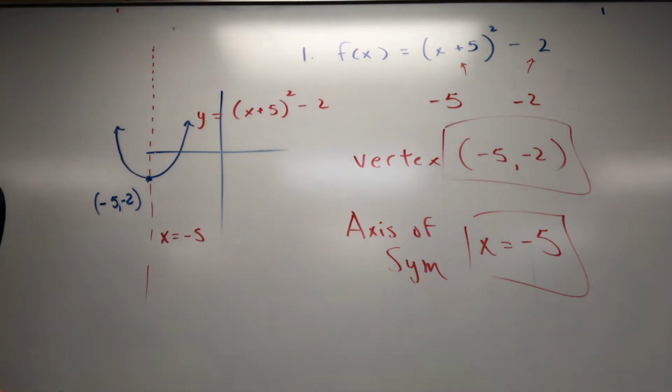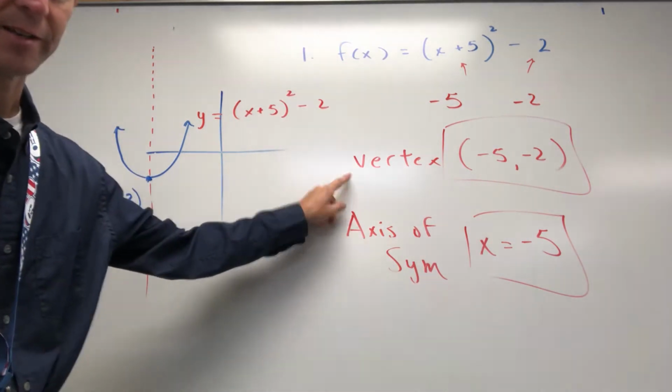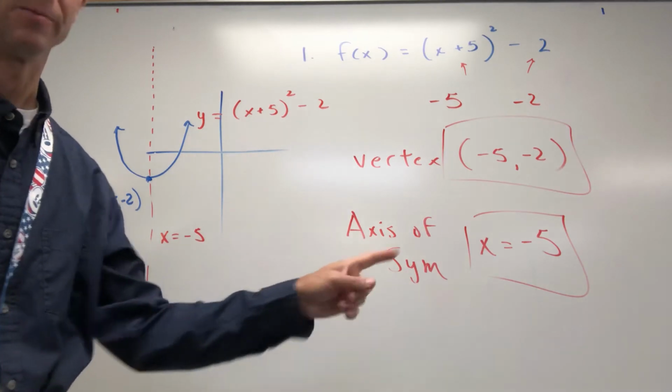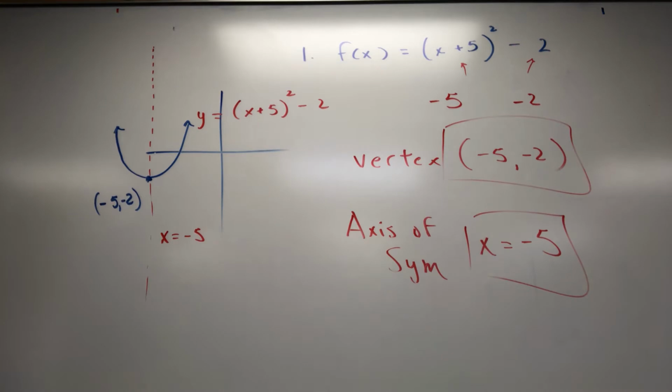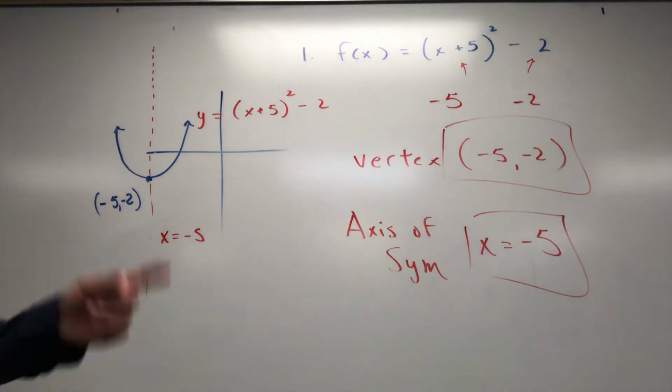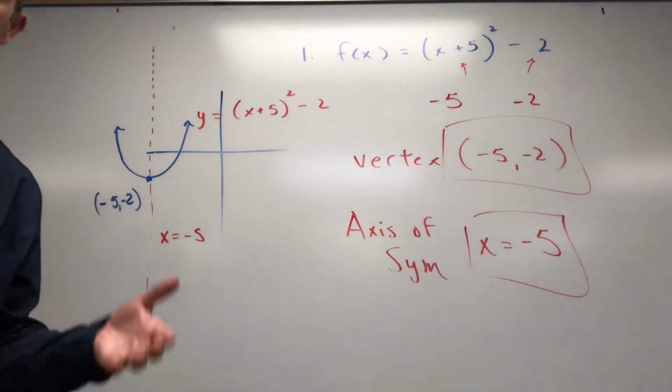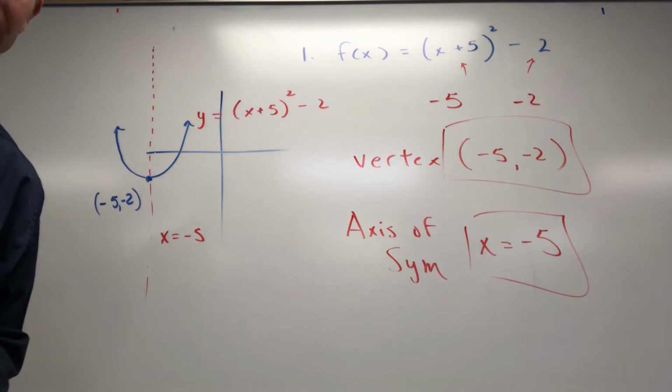So for this problem, find the vertex, find the axis of symmetry. Those are new. Sketch the graph, get your line right down the middle. You've got everything labeled. Looks good. So this is what you got to do on your problems today.